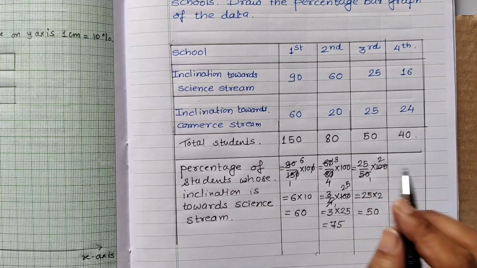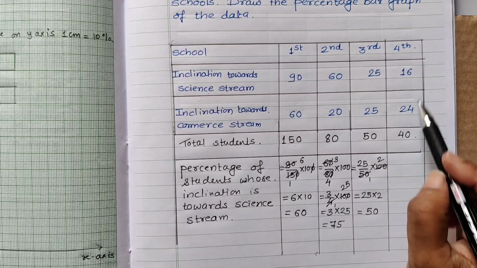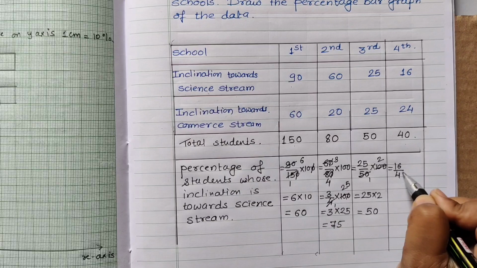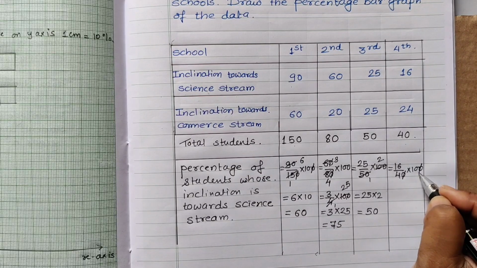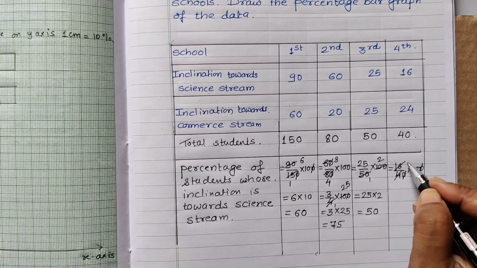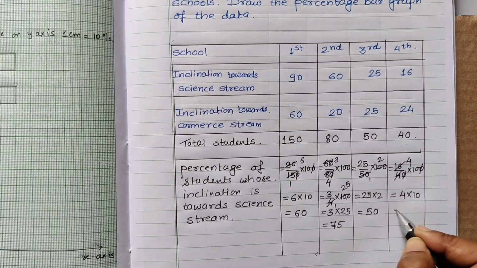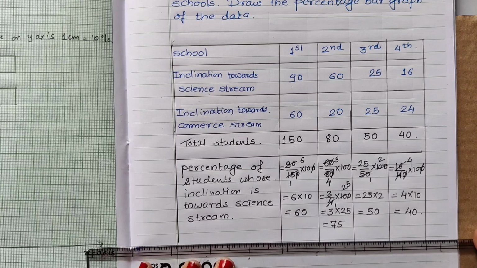Now let us find out in the fourth school. 16 students want to go to science out of 40. So that means what? 16 upon 40 multiplied by 100. Now 0 cancels with 0. 4 ones are 4, 4 fours are 16. So we are getting 4 multiplied by 10. So the answer is 40.